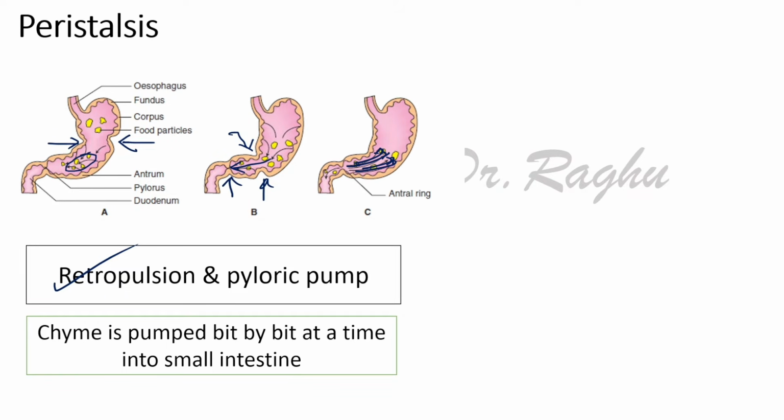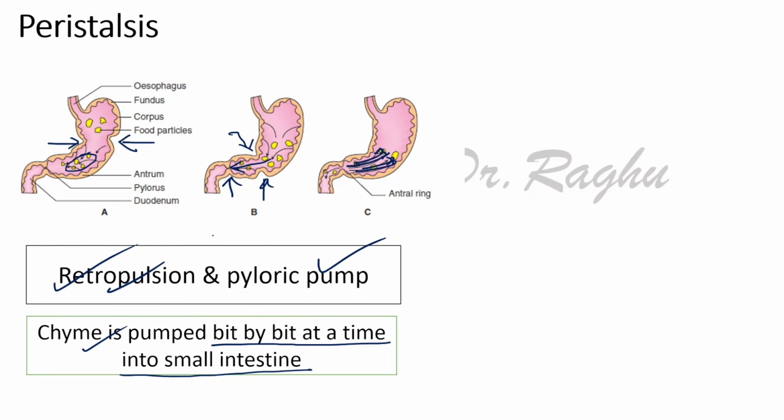And remember that this retropulsion keeps on occurring so many times that the chyme present in the stomach gets converted into a fluid-like consistency. So once the chyme becomes fluid-like, then the chyme is pumped a bit at a time into the small intestine. This pumping of the chyme bit by bit into the small intestine is what is called the pyloric pump.